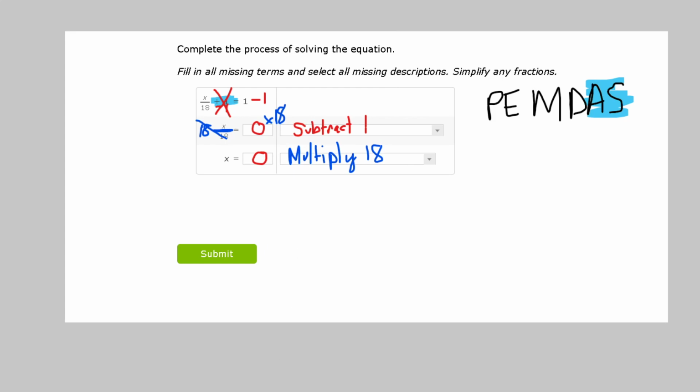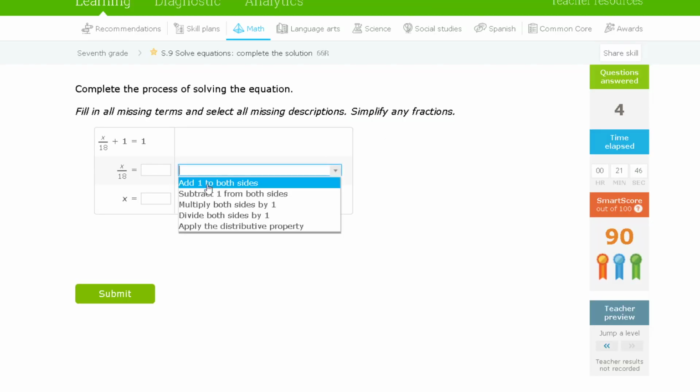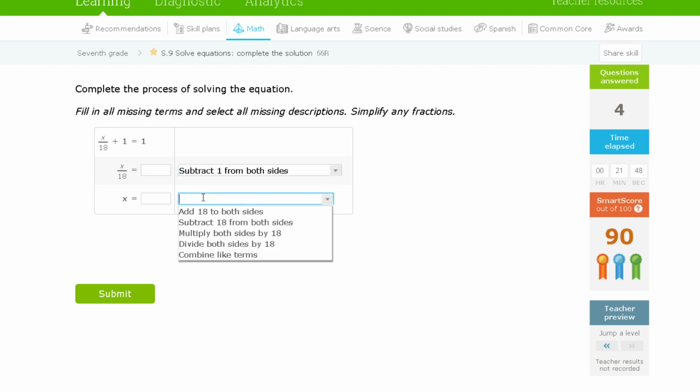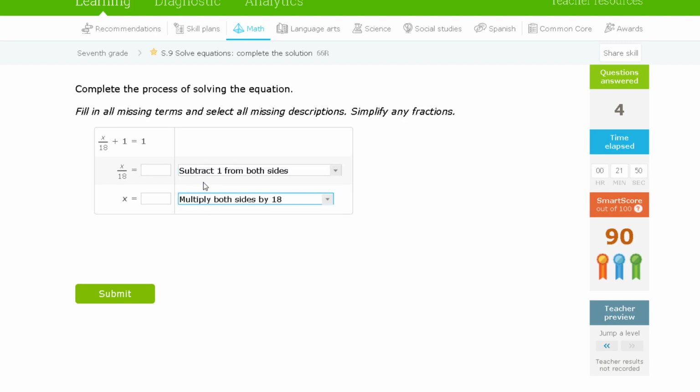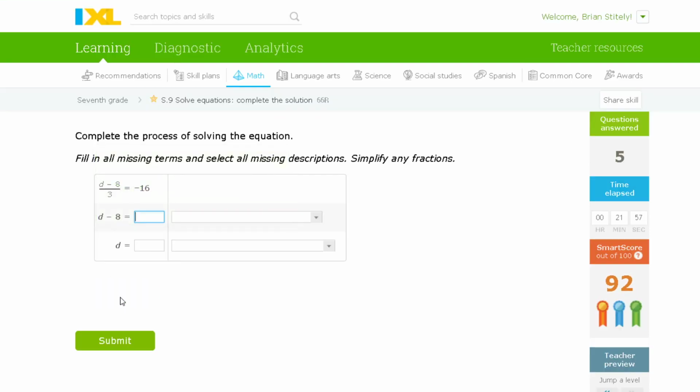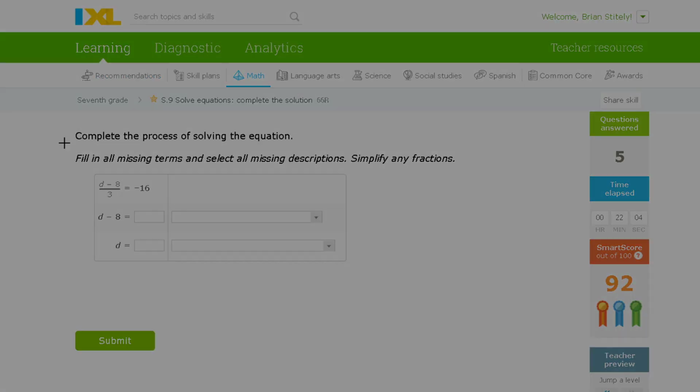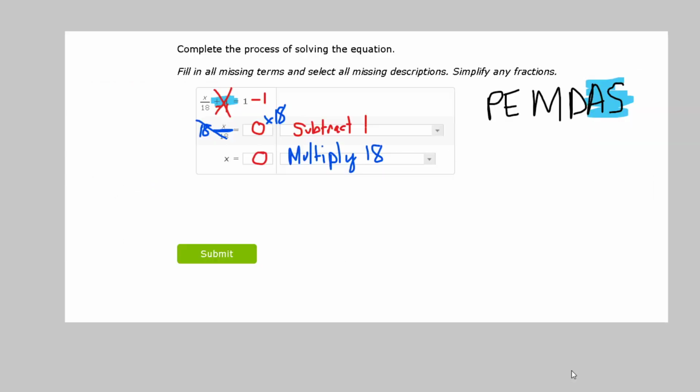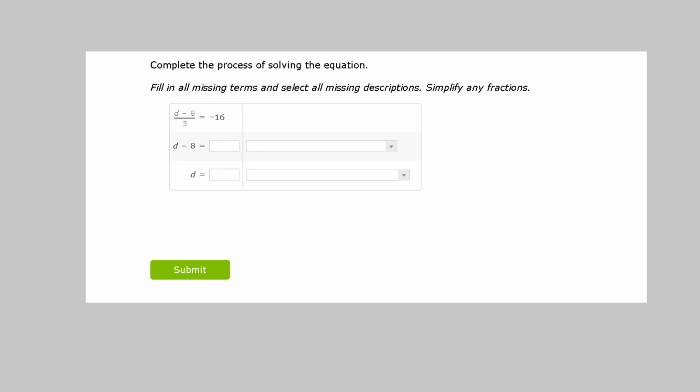So let's go back. So we said we need to subtract 1, and then we need to multiply. So this gave us 0 and 0. Alright, let's take a look at this one. So we have d minus 8 over 3 is equal to negative 16.